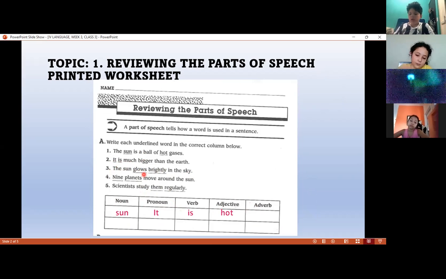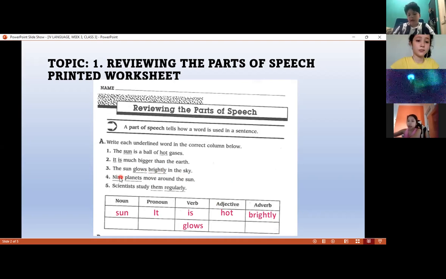No. What is glows? Glows is a verb. It's the action. That's right. And what is brightly? It's an adverb. It gives us more information about how this sun glows so brightly. So this word brightly answers the question how. How, so it's an adverb.